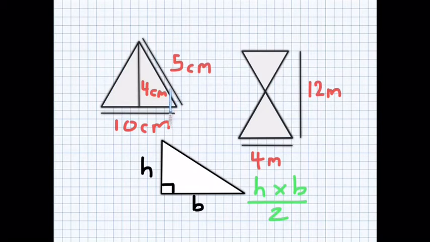It's not the length of the hypotenuse. Remember, the height is the shortest distance from the base to the tip of the triangle. So in this case, the height here is 4 centimeters. The height here, from here to here, is half of this, so it's 6 meters from the base to the top. Alright, keep those in mind when you come to solve the problems today.